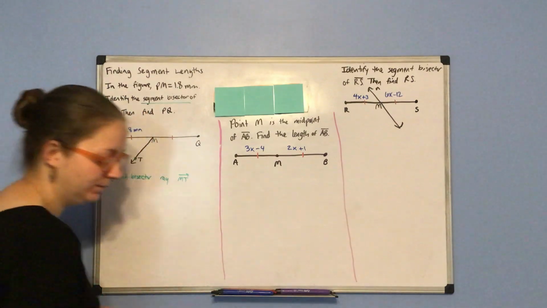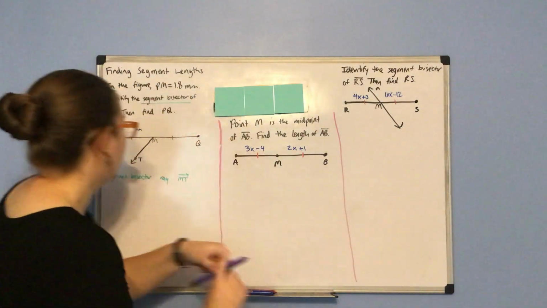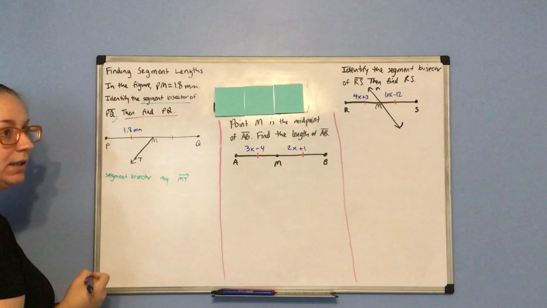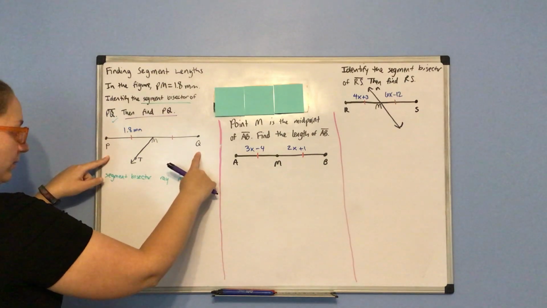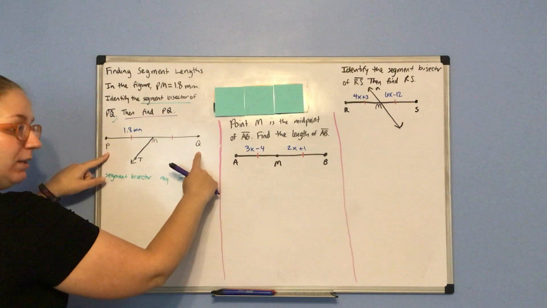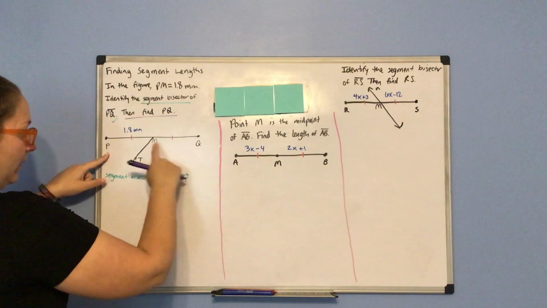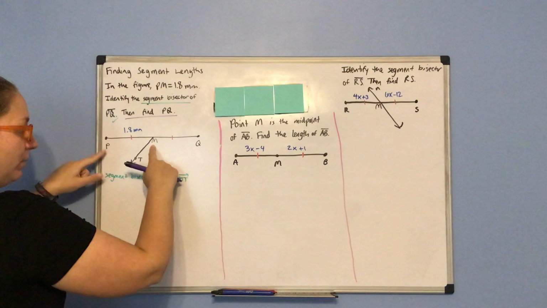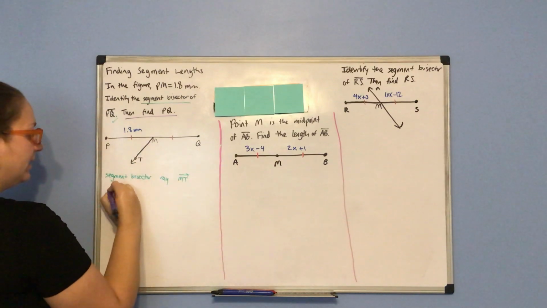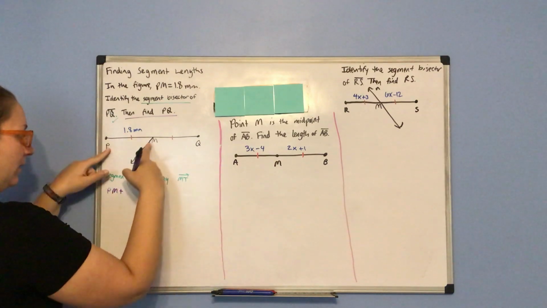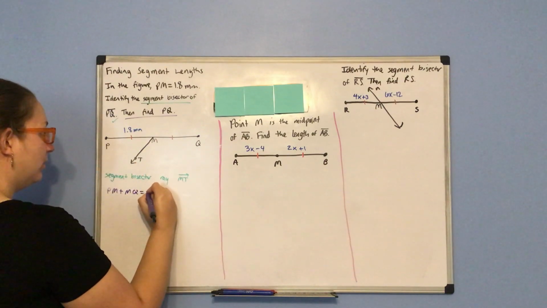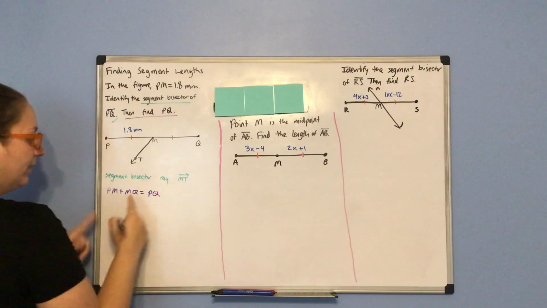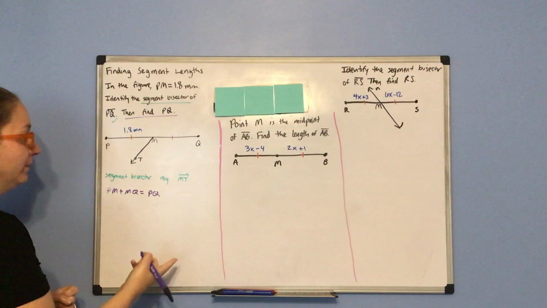That part's done. Now I need to find PQ. That's the other part of what they're asking. PQ is this whole length here. But going back to our segment addition postulate, and knowing that M is between P and Q, I can say that PM, this part, plus MQ equals PQ. And remember, without the symbols above, these all just mean those lengths.